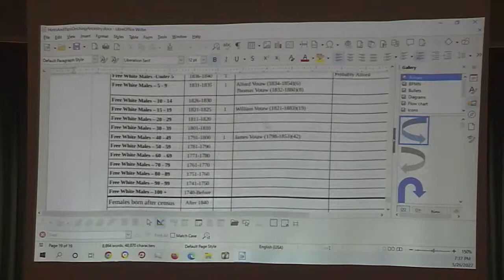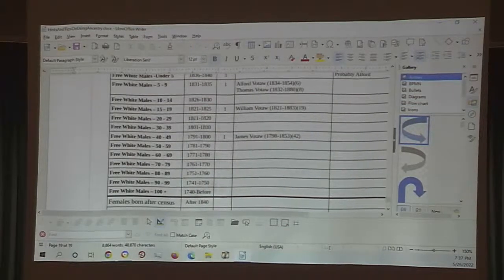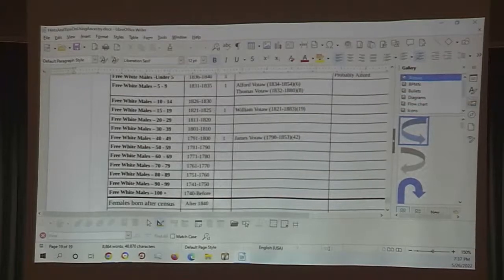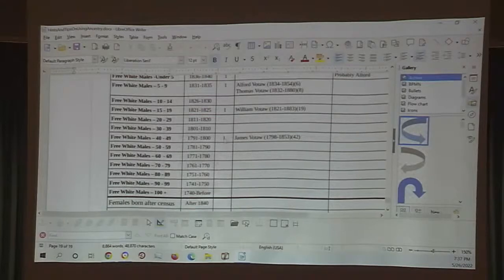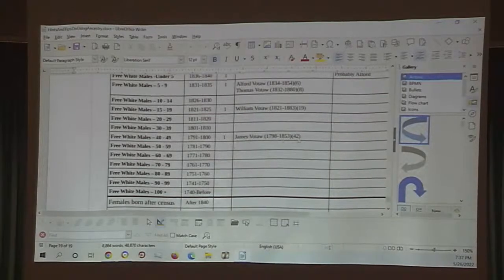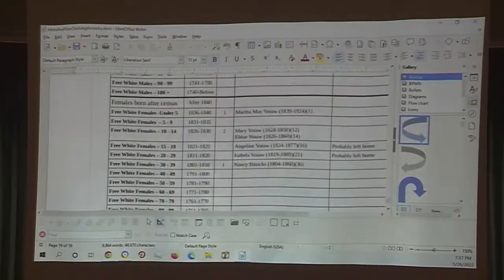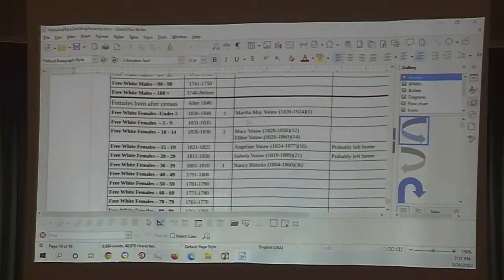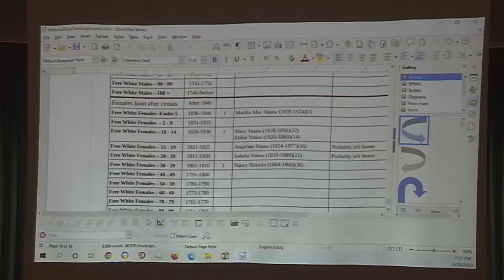And then I go down, okay, William Votaw was 19 years old. And sure enough, he shows up here. And then they said there was one between 40 and 49, that was James Votaw. Well, he was 42. So he shows up here, and I put him there. And I go down to the females. It said there was one under 5 that was Mary. She was 1 year old.